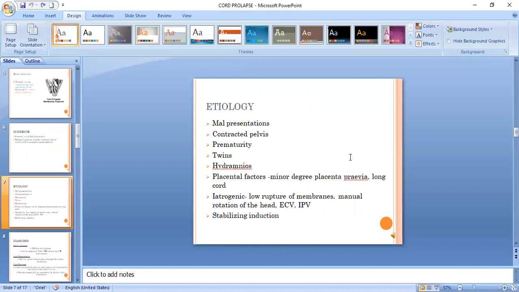Next is stabilizing induction, that is, induction of labor for accelerating the labor and conducting a normal vaginal delivery, using oxytocin and rupture of membranes. So these are the causes for cord prolapse or cord presentation.